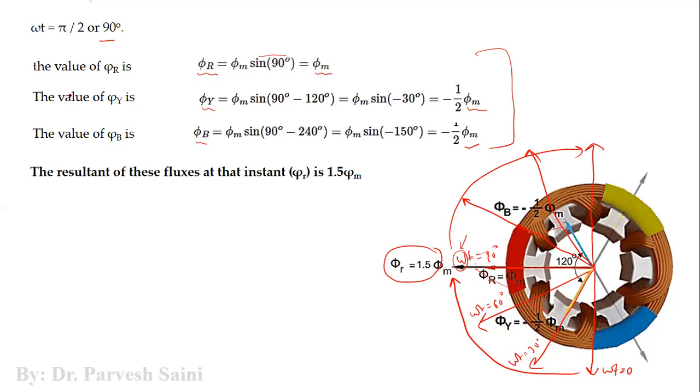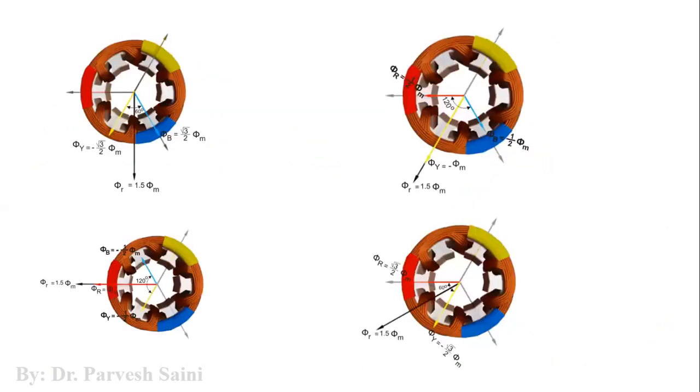Starting from omega t equal to 0, then let us say omega t 30. For simplicity, we have taken 30 and 60 and like that. We can take any value of omega t. The answer will not differ, right? Even if you take omega t equal to 0, 10, 20, 30, 40, 50, 60 like that, even then the resultant phasor will be phi r equal to 1.5 of the peak flux, the maximum flux, and its direction would be clockwise, right?